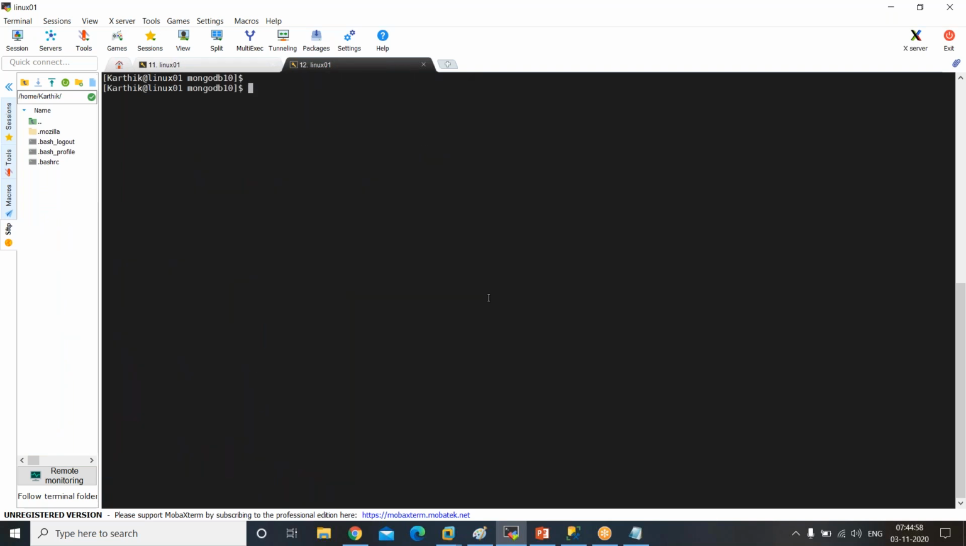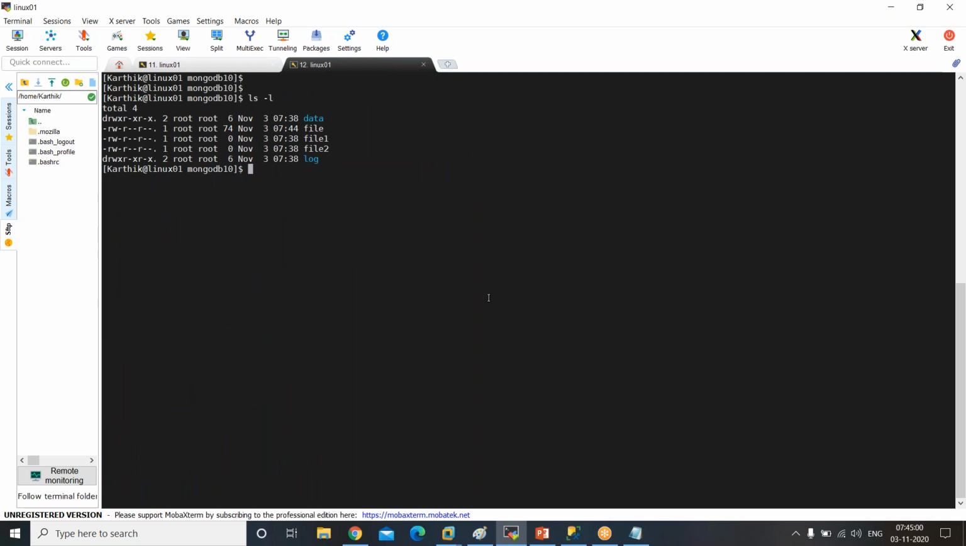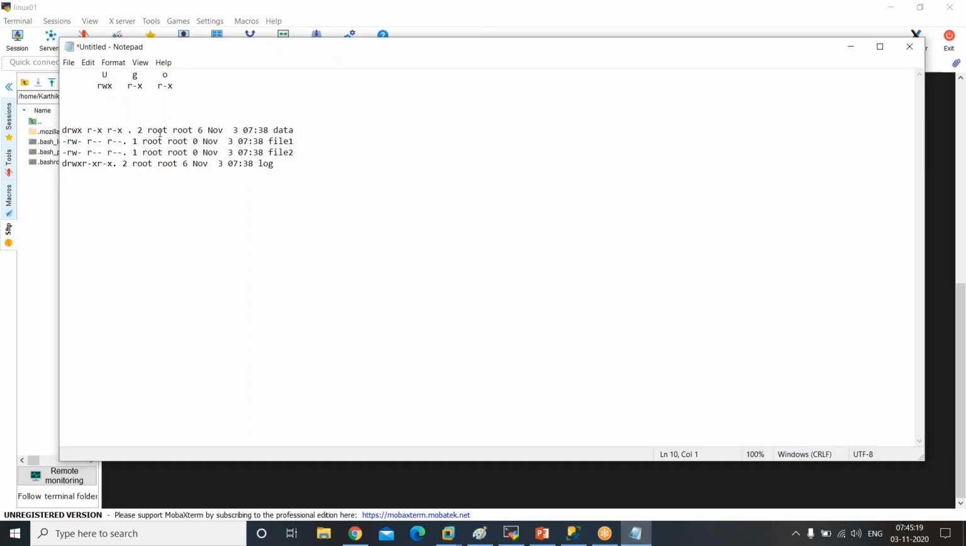Let me clear the screen quickly. Look at this, this is the file. Read, write, hyphen. So the owner has read and write. The group has read only. Others also read only. So now Karthik becomes other. How? The owner is root, and this file belongs to the root group. Whoever is other than that is others. Karthik comes under others here. He does not come under group.